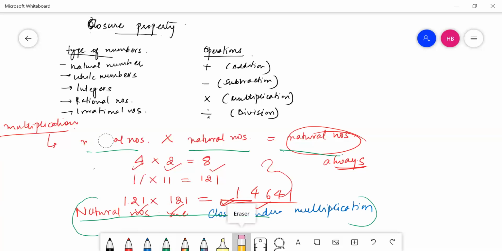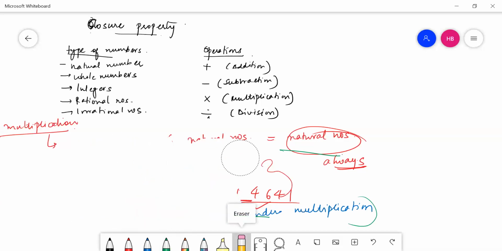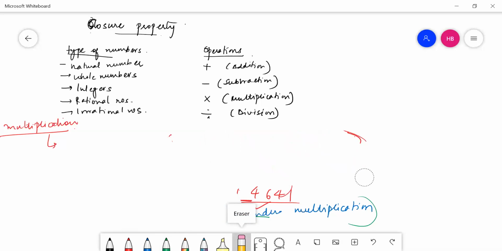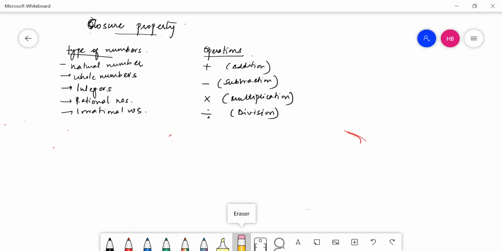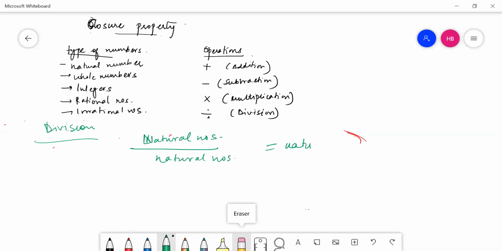Now let's check for division. Now how does it look for division? Let me take this pen and let's take division. Now what I have to prove is that if I divide a natural number by a natural number, I should always get a natural number as an answer. If I'm getting this always, then I can say that natural numbers are closed under division.